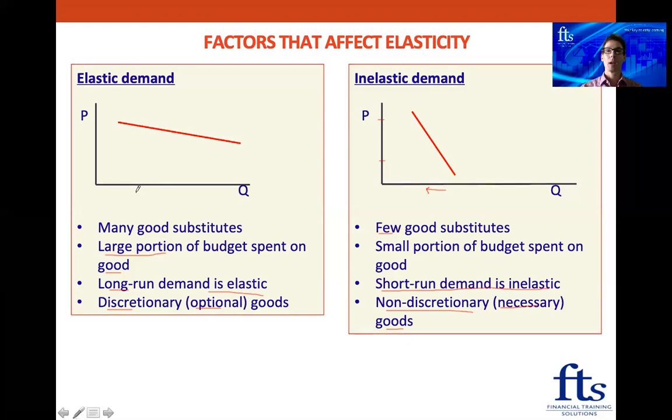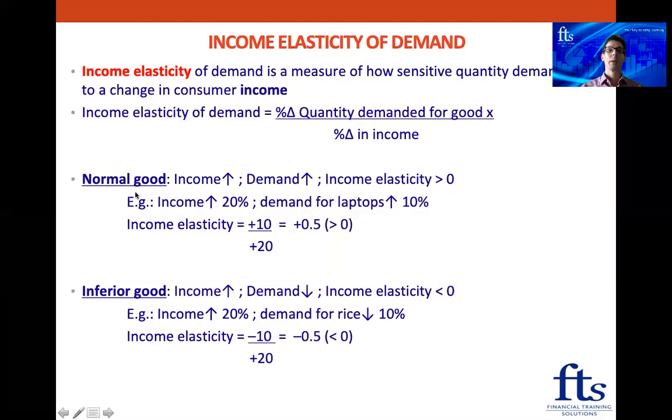Okay, excellent. So now we're going to come to income elasticity of demand. So what is this now? Income elasticity of demand is a measure of how sensitive quantity demanded is to a change in consumer income. So we work it out by taking the percentage change in quantity demanded for good X divided by the percentage change in income. So we need to now differentiate between normal goods and inferior goods.